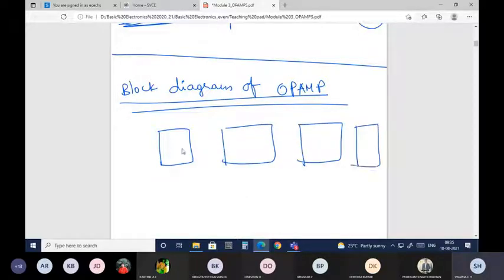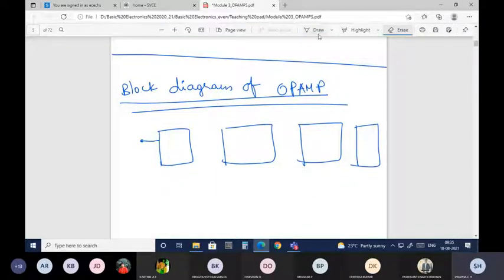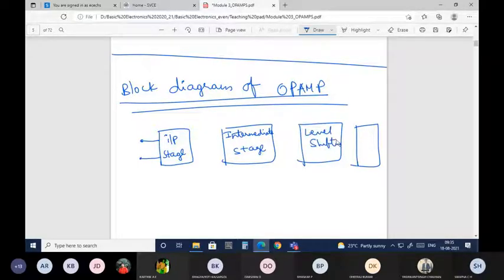This is the block diagram representation. This entire thing is nothing but the op-amp which we were representing. Op-amp, as you know, takes 2 inputs. The first block, I'll name it as input stage. The second block is intermediate stage, then the level shifting stage, and the last one is output stage.